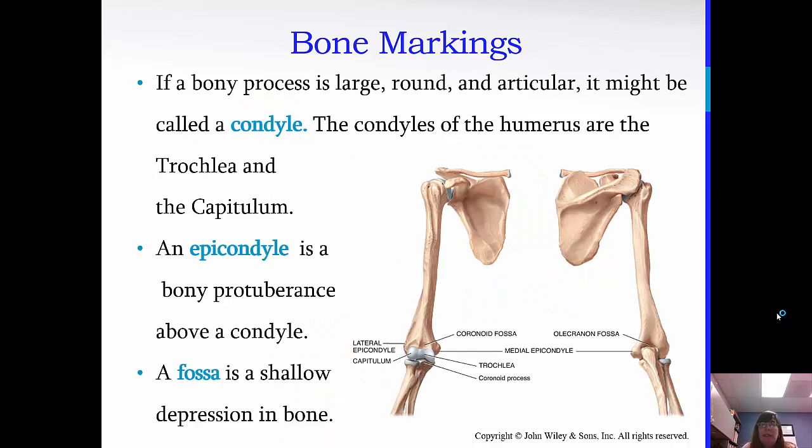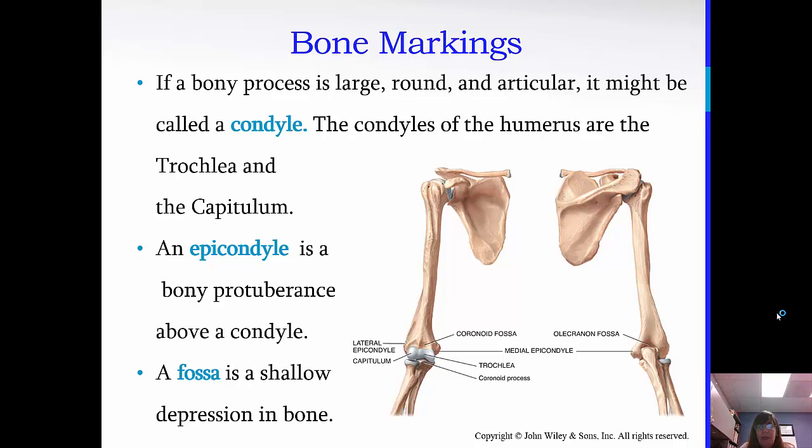If a bony process is large, round, and articular, it might be called a condyle. The condyles of the humerus, for example, are the trochlea and the capitulum. An epicondyle is a bony protuberance above a condyle. So epi is above, epicondyle above a condyle. So you have the lateral and medial epicondyles on the humerus there.